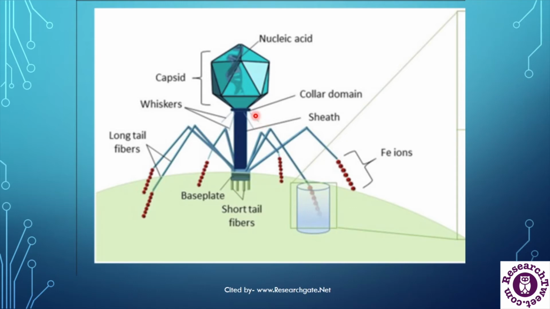Here we can see the structure of the bacteriophage has three components. The top one is called the head, then the collar or neck, and then the base. The head region consists of nucleic acid, which can be DNA or RNA. Basically, a bacteriophage has DNA as its genetic material, which is surrounded by a protein layer known as the capsid, and there are whiskers present in the neck, and it is the proteinous sheath. And there are long tail fibers which are required for movement, and there are some iron ions attached in the tails of this bacteriophage.